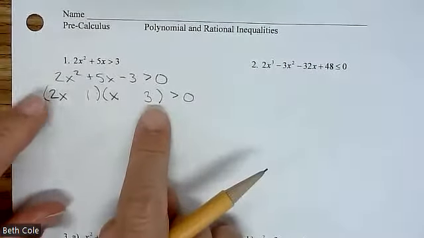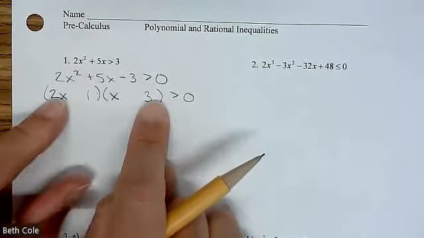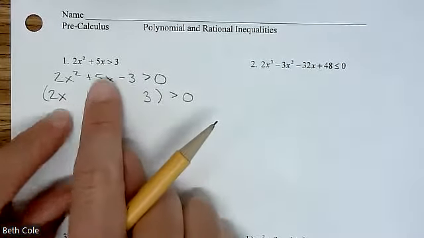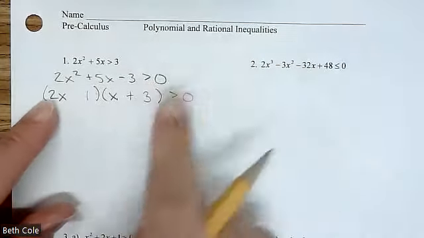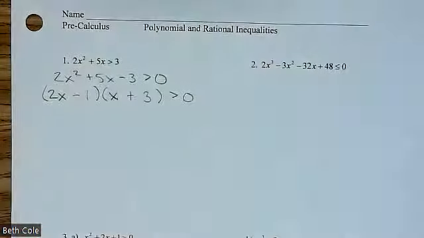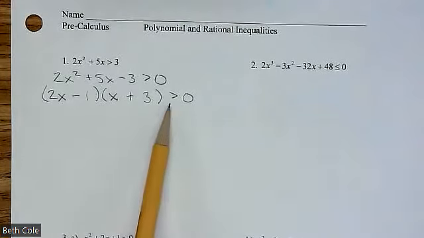So what are the outsides giving you? 6, insides 1. To get a positive 5, you would need positive 6 minus 1. All right, so that's all the same as an equation. Here is where it is different. This symbol means what? Greater than 0.